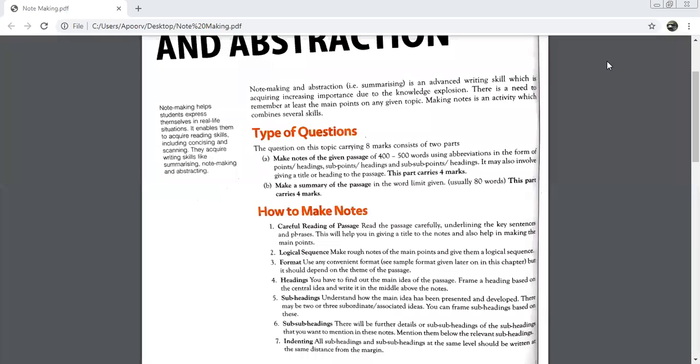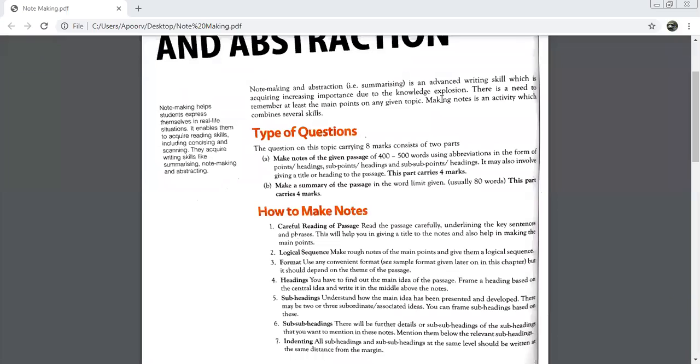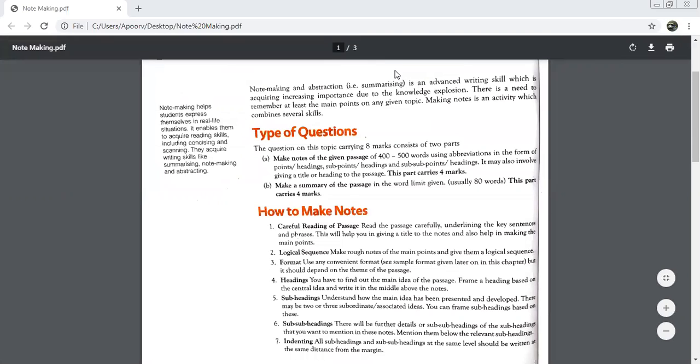How many of you were there, beta, when we had discussed the note-making process? Ma'am, Devansh. Okay. Tell me, how many marks did I tell you we have for note-making? Ma'am, 8. Yes, 8 marks. How many marks for summary? Ma'am, 3 marks.